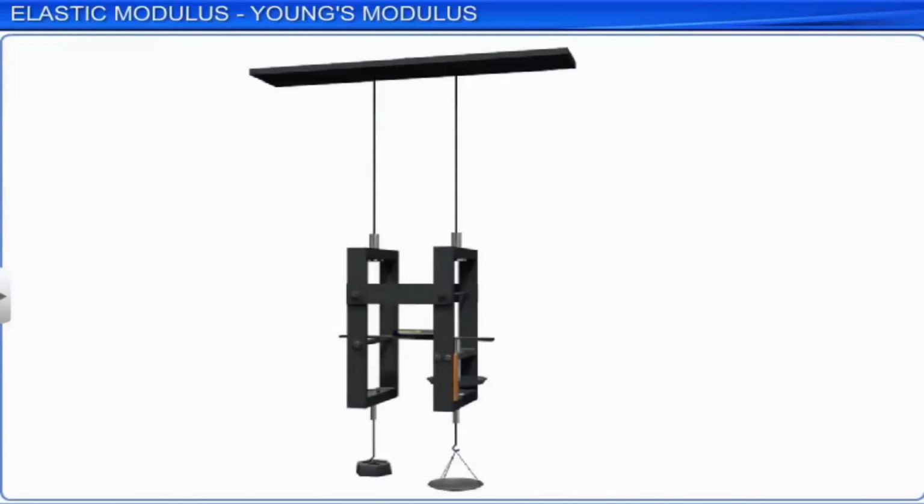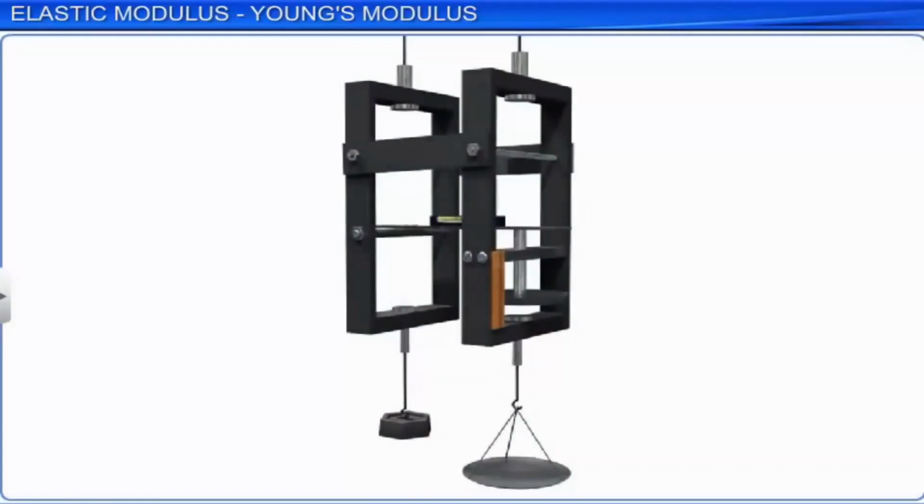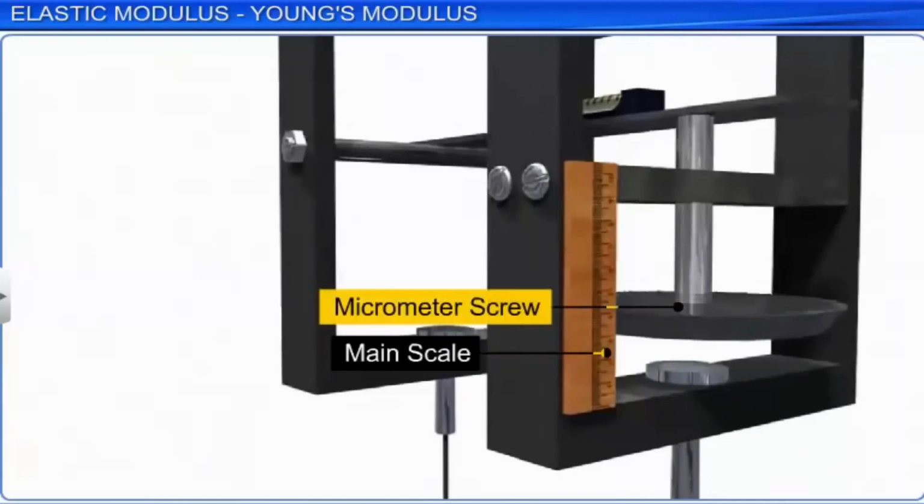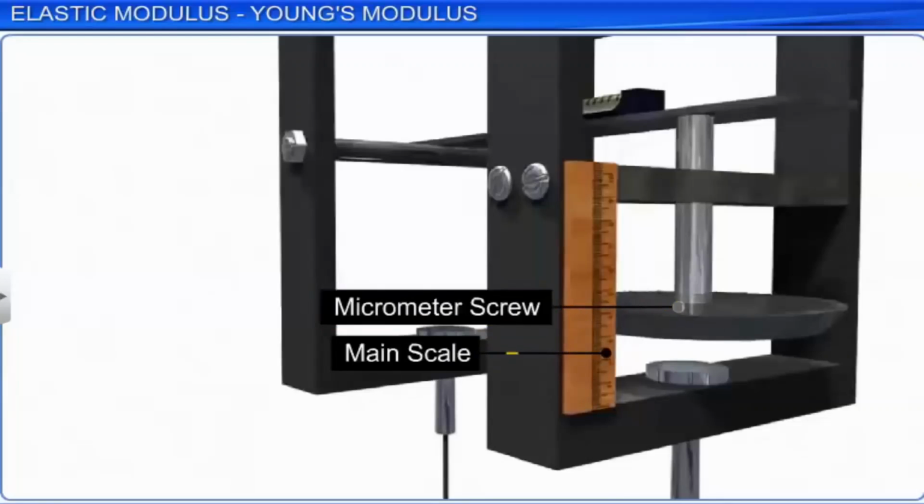As a load is added to the pan on the experimental wire, the wire gets extended and the spirit level no longer remains horizontal. The micrometer screw is moved up to make the spirit level horizontal again, and the new reading is noted. The extension of the experimental wire is equal to the distance covered by the micrometer as it moves up.